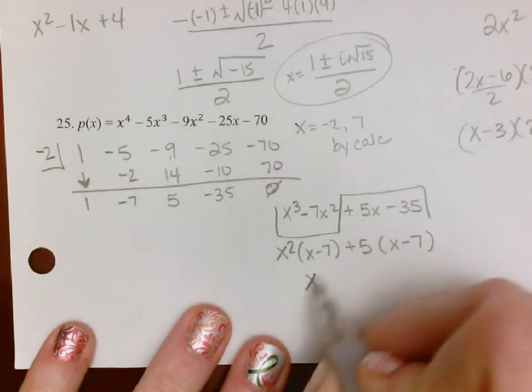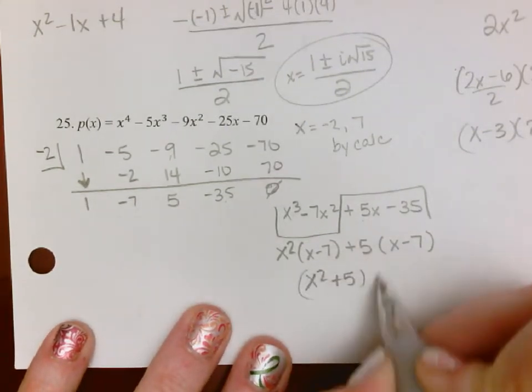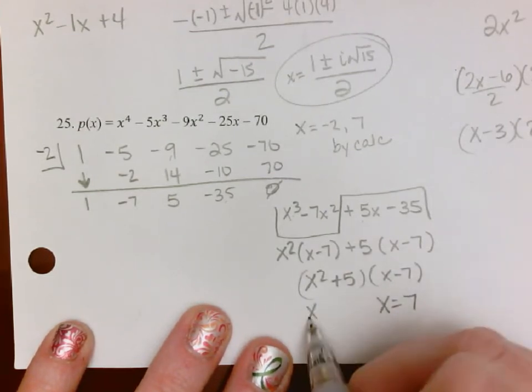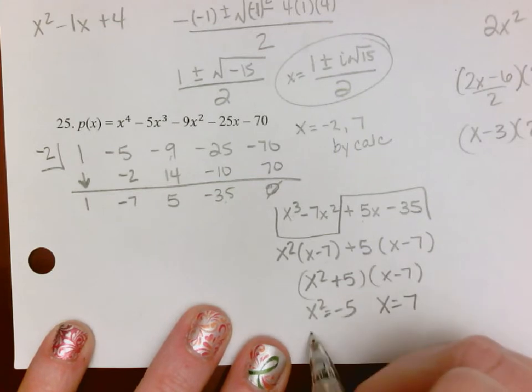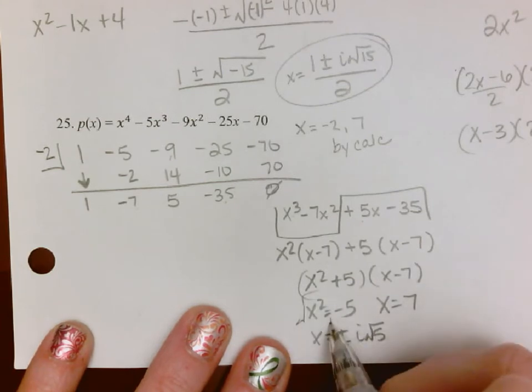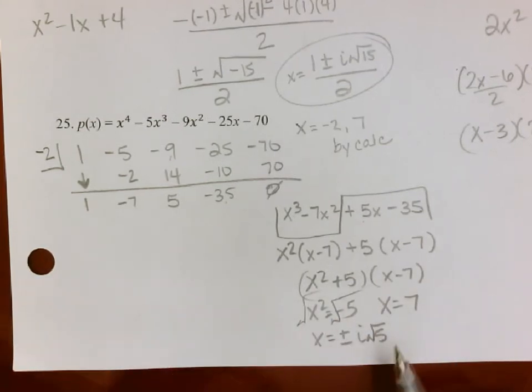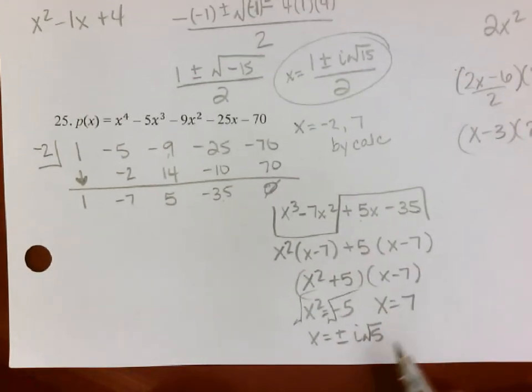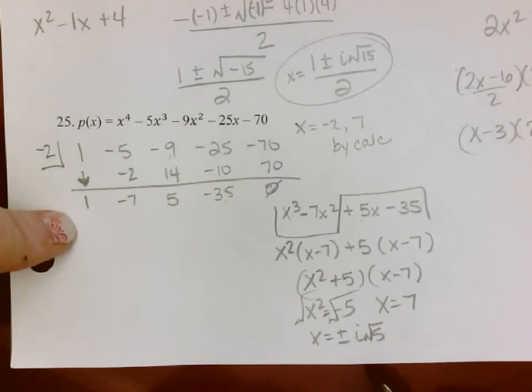But this gives you x squared plus 5, x minus 7, so x equals 7, x squared equals negative 5, x equals plus or minus i square root of 5. When you take the square root, there's my answers. There's my 3 answers plus the negative 2. I said 7 was an answer by the calculator. There you go.